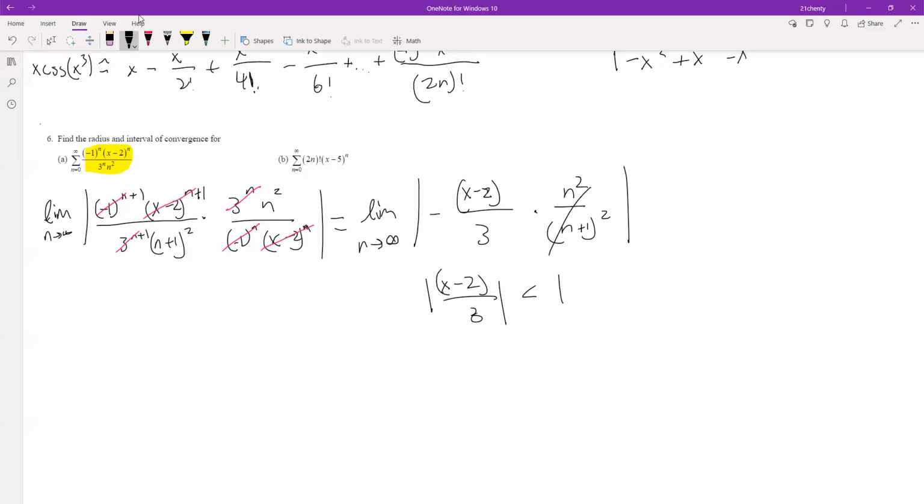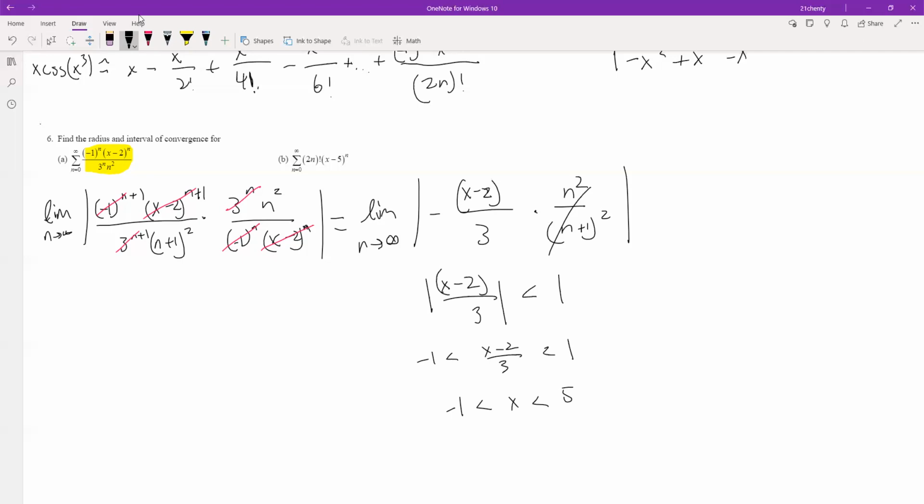If we convert this to take out the absolute values, we see that this becomes negative 1 is less than x is less than 5. So the radius of convergence is 3, because x is between negative 1 and 5, which is a 6-unit range, and then we divide that by 2, so we get the radius is 3.